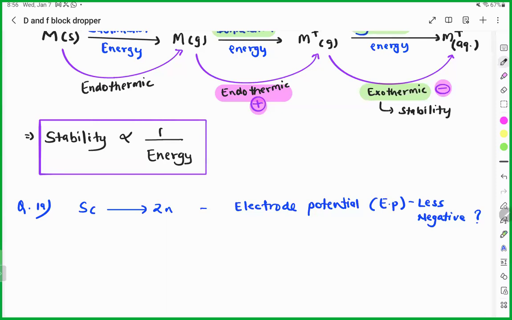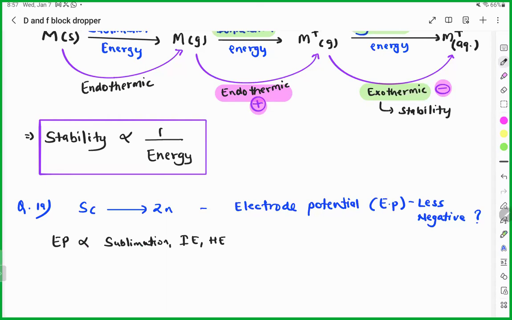If negative value is less, it means positive value is increasing. And we said this electrode potential depends upon the sublimation energy and the ionization enthalpy. Does it have anything to do with stability of zinc? Because, for example, if ionization enthalpy is very high, the compound is highly stable.